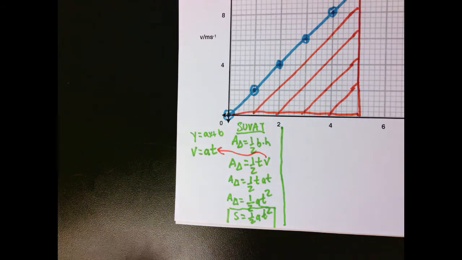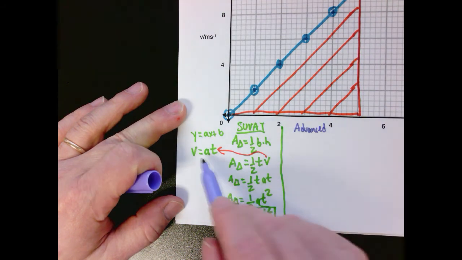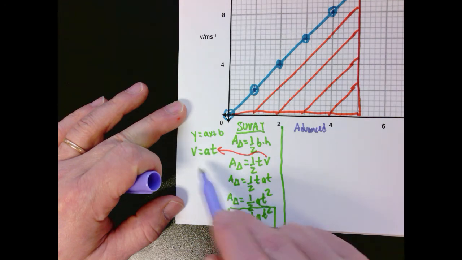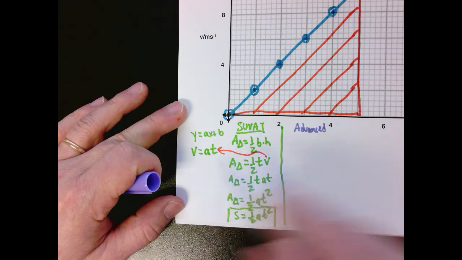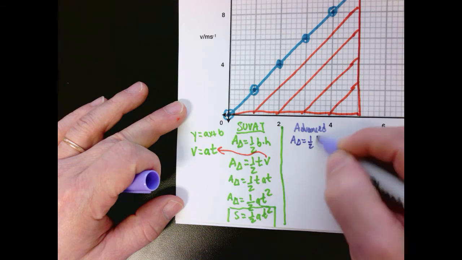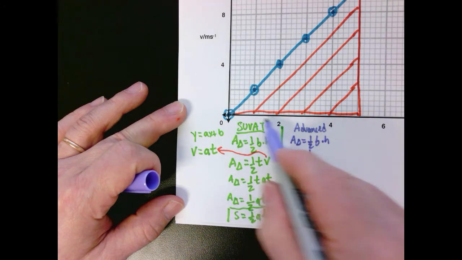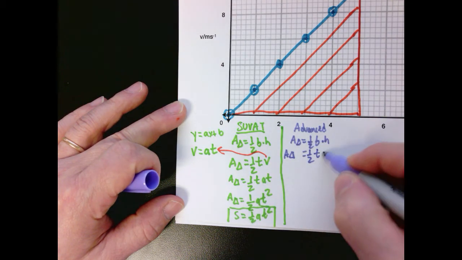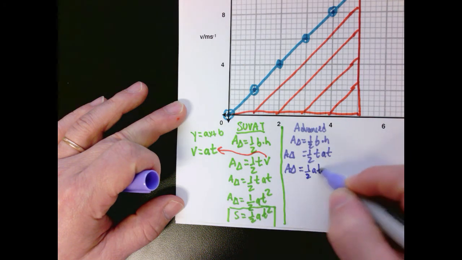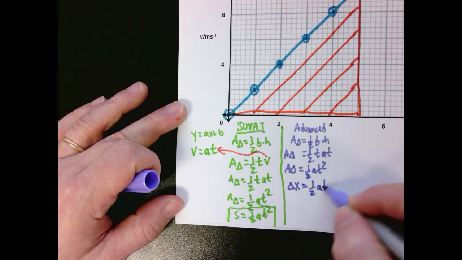Next, let us consider the more advanced formulas. And if we look at the velocity equation, V is our advanced letter, A is advanced letter, T is its advanced letter. So V equals AT is the same for advanced as it is SUVAT. So if we have the area of the triangle equals 1/2 base times height, the base is time, and the height is AT. So for the advanced equation, the area of the triangle is also 1/2 AT squared, and that is delta x. The displacement is 1/2 AT squared.